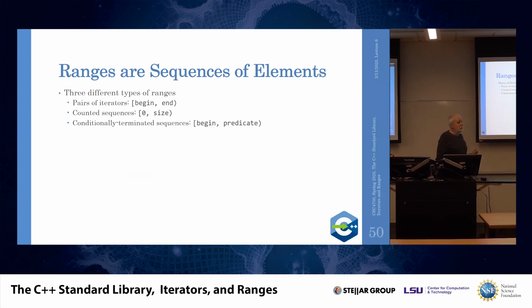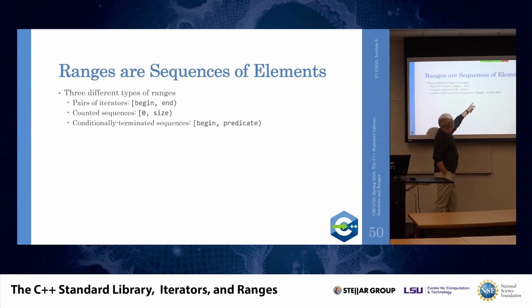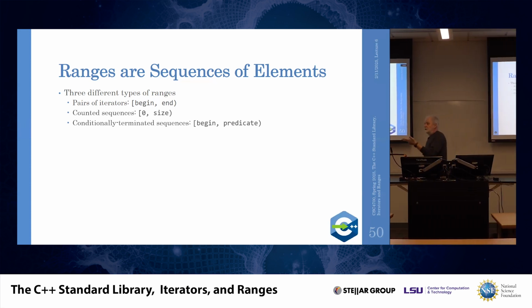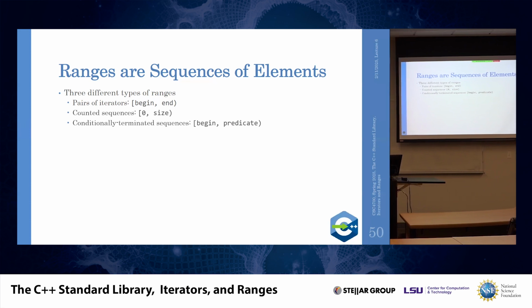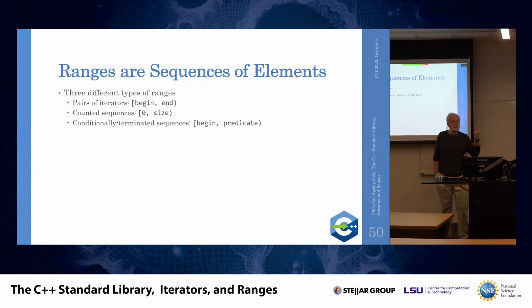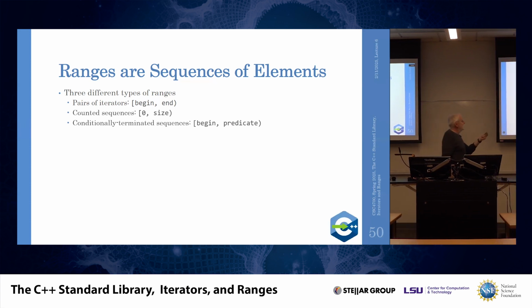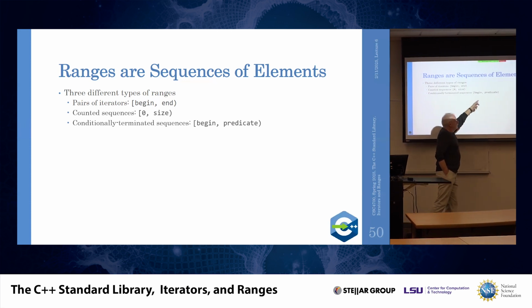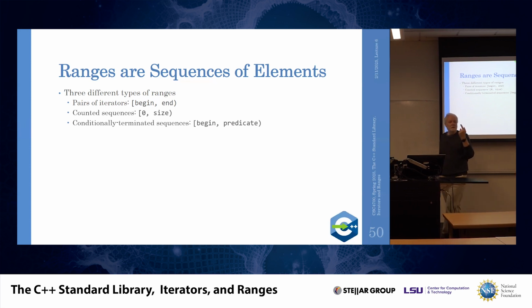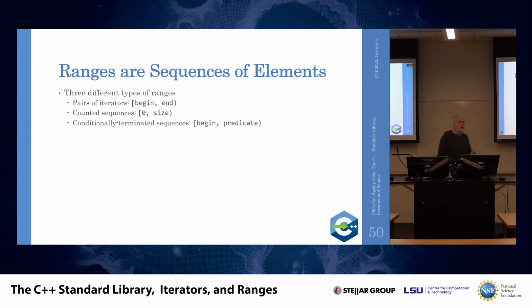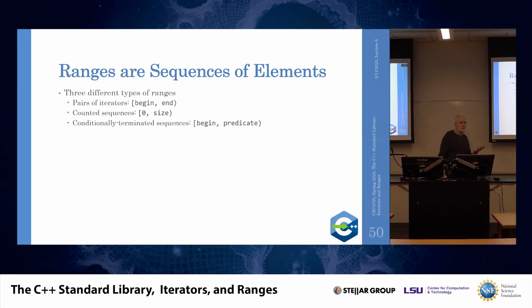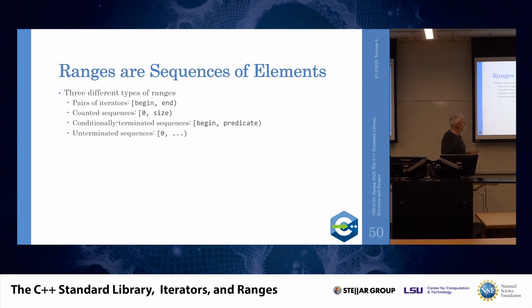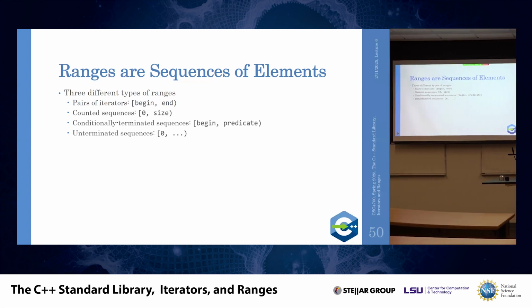It could be a conditionally terminated sequence. It could be something that starts somewhere and has a predicate that tells you when the sequence has reached an end. A C string, for those who know what a C string is, a string in C, is a sequence of characters that is null terminated. So in order to be able to use C strings with standard algorithms, you would use a special range that has a begin and the null terminator as the end condition. And that would allow you to use C-style strings with all the facilities we have. And certainly there could be unterminated sequences that will go forever if you don't stop them.